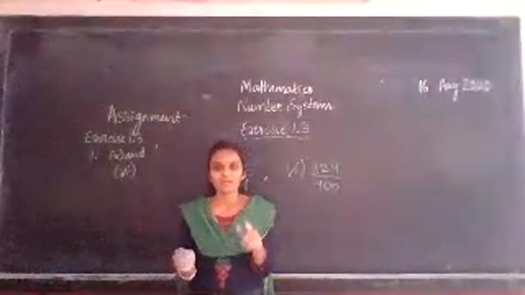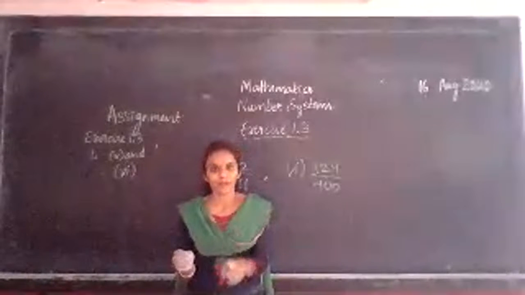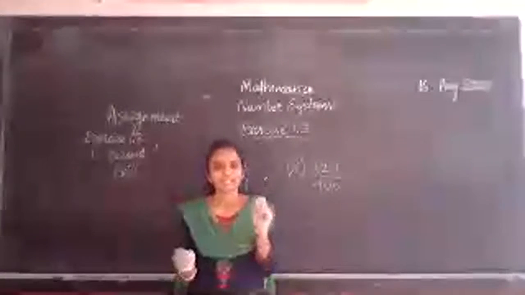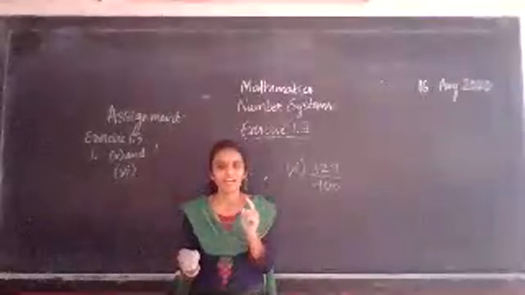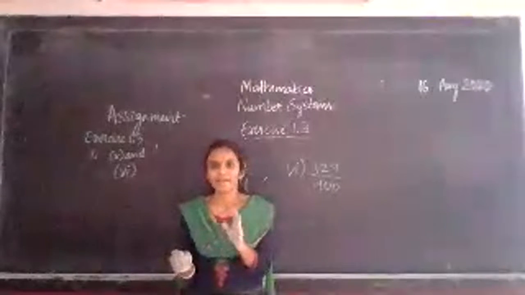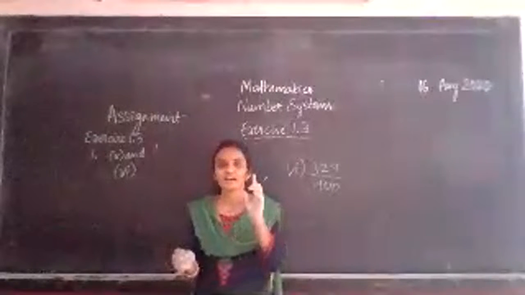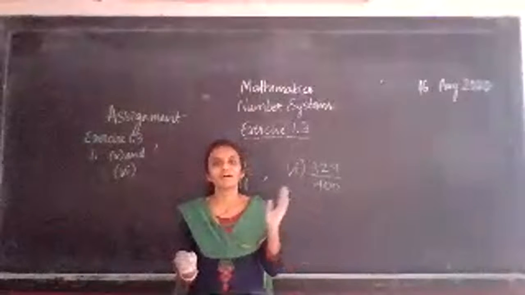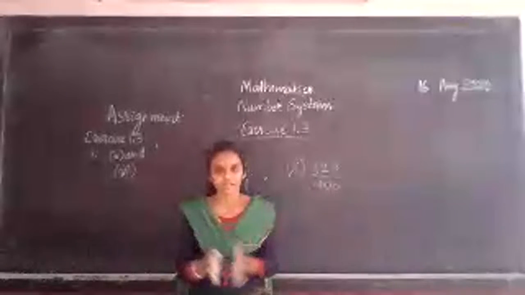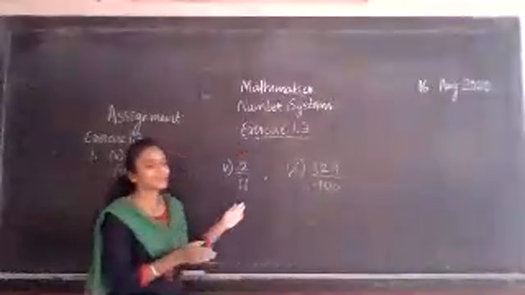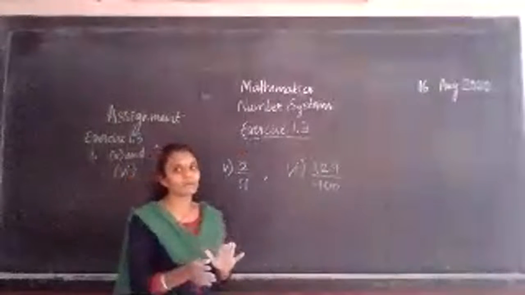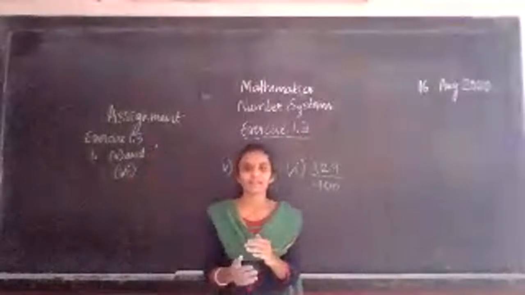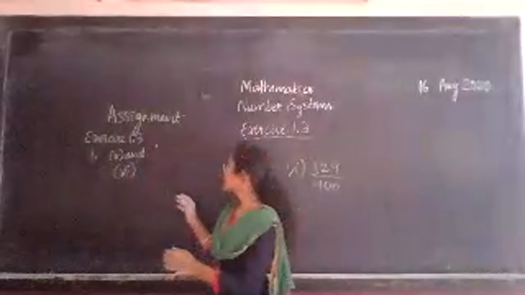There was an assignment in exercise 1.1 to find 6 rational numbers between 2 and 3. You had to solve that question. If you have solved it, it is well and good. I will be passing on the solution for that question in today's notes. And today's assignment is these two problems. I hope you have understood how to represent a rational number.